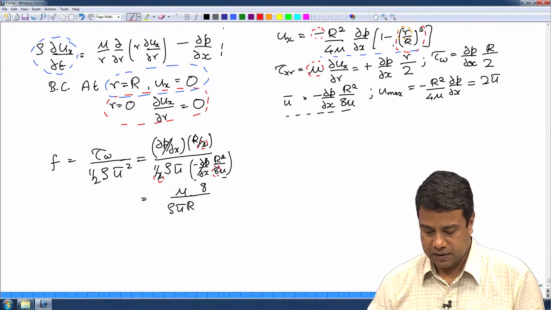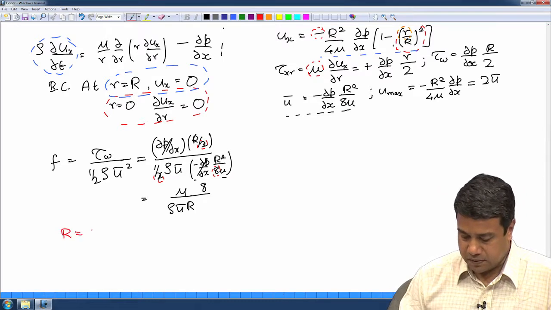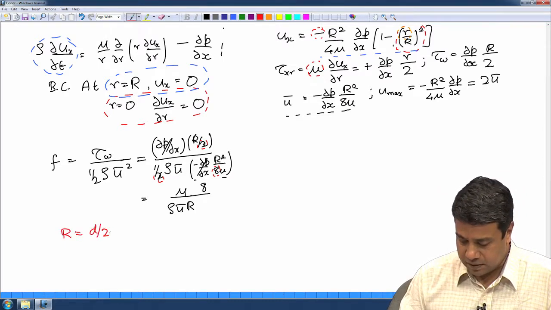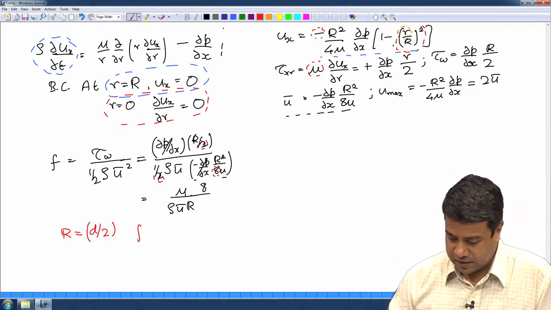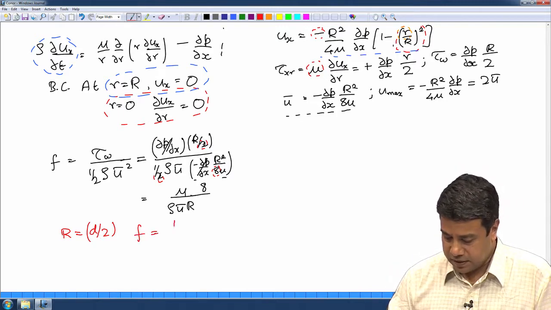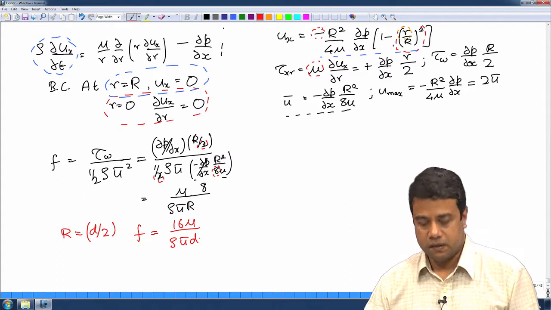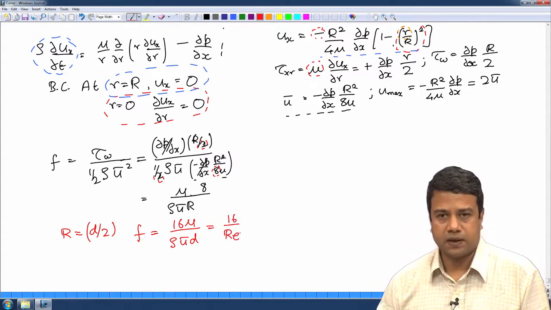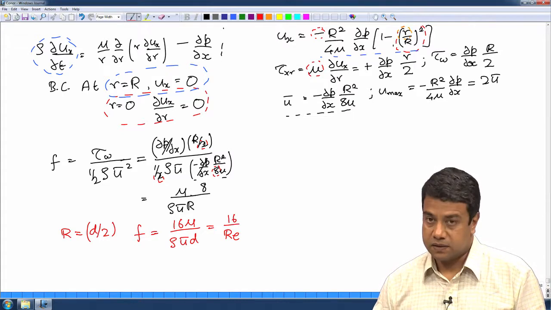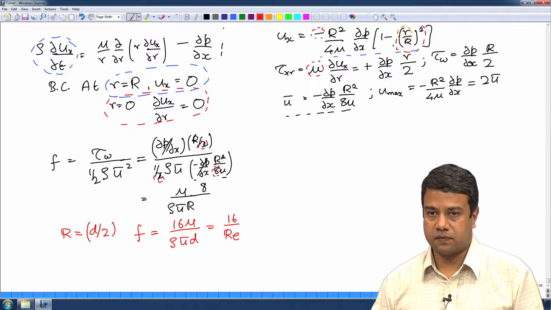If I write the radius as equal to 1/2 the diameter of the pipe, then in terms of this, the friction factor is equal to 16 mu by rho u bar d, which is equal to 16 by the Reynolds number. So, this is the friction factor versus Reynolds number correlation for the flow in a pipe.